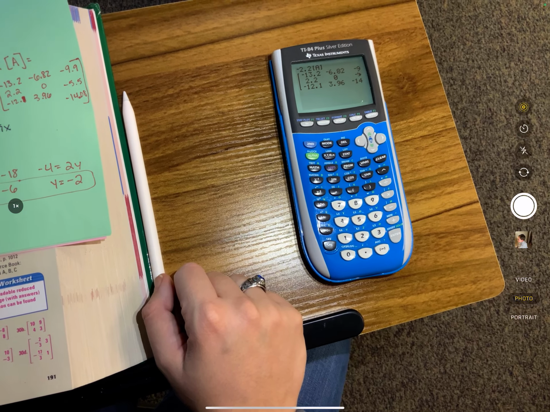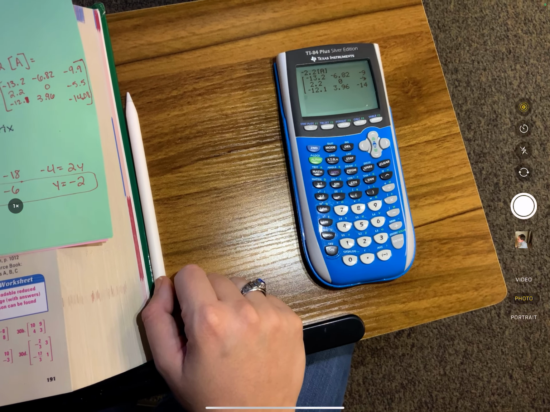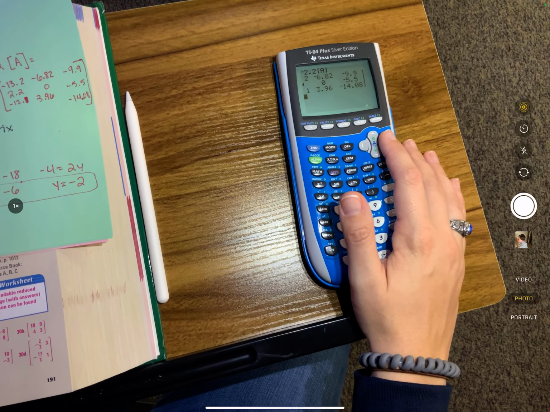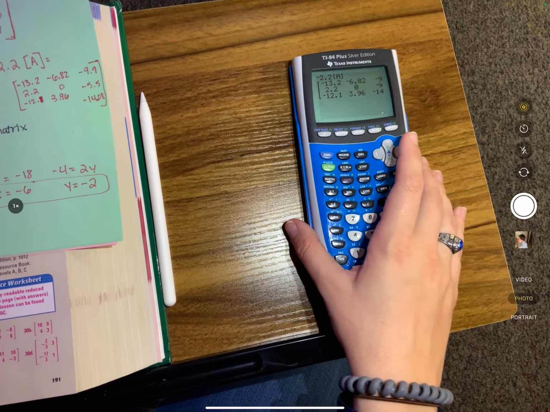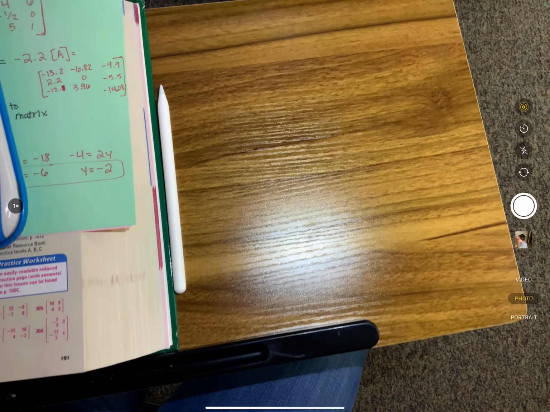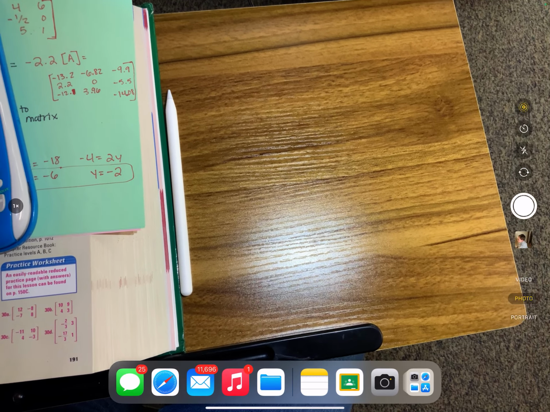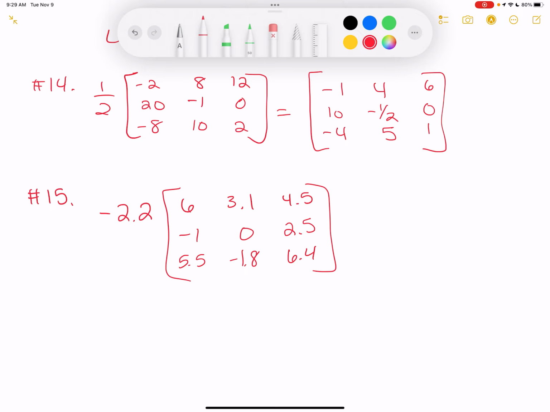Wait, it doesn't show me. Arrow to the right, and it'll show you the whole thing. Got it. I was like, where's the number? All right, so then that's what you would write on your paper. How do you clear it? Clear matrix. You just write over top of it. Oh, okay.